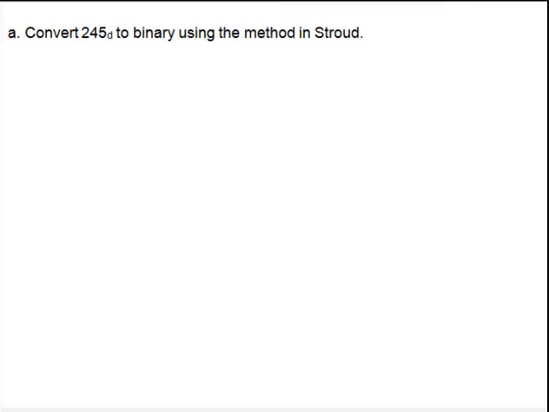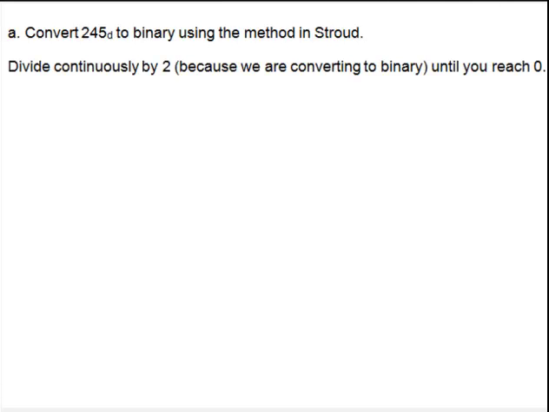Convert 245 decimal into binary using the method in Stroud. How we're going to do this is to divide continuously by 2. We're dividing by 2 because we're going to binary, and binary is base 2. So we start with 245 divided by 2. 2 goes into 2 once, 2 goes into 4 twice, and 2 goes into 5 remainder 1.